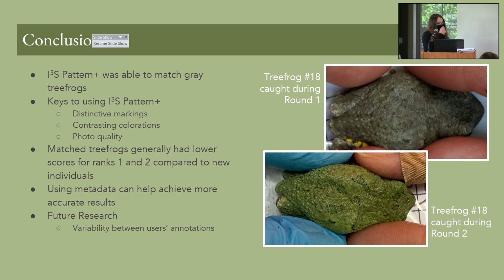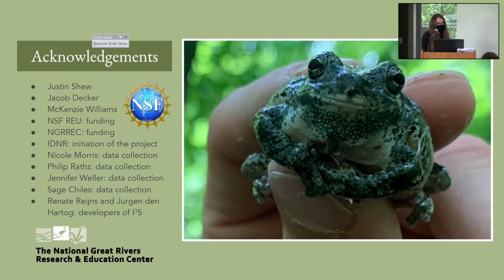Some future research, which we started on but didn't have enough time to keep going with, is to look at the variability between users' annotations. In a long-term study, if you have multiple people annotating these images, what is the accuracy of your annotations?